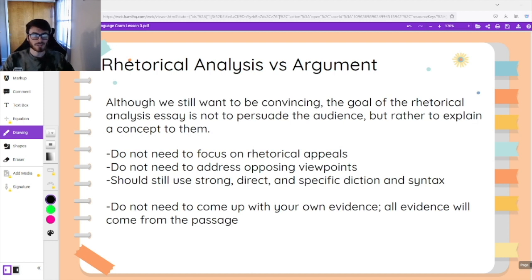And another big difference, of course, is that you do not need to come up with your own evidence. All of the evidence will come from the passage. So because your thesis is going to be about these rhetorical choices, all of the evidence you need is going to come from the passage to talk about those rhetorical choices. The choices are from the passage, so obviously the passage is going to have the information you need to support your claims and your thesis.